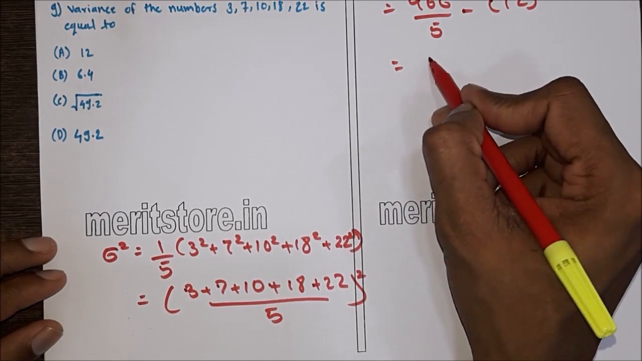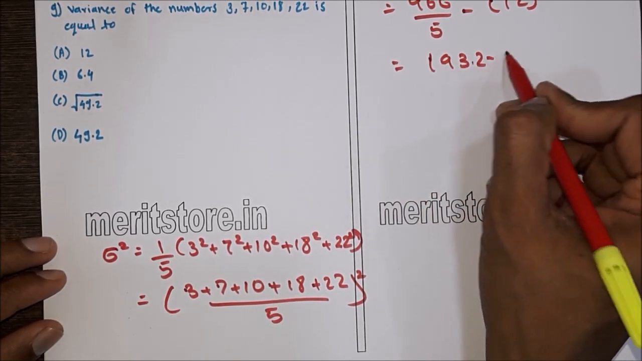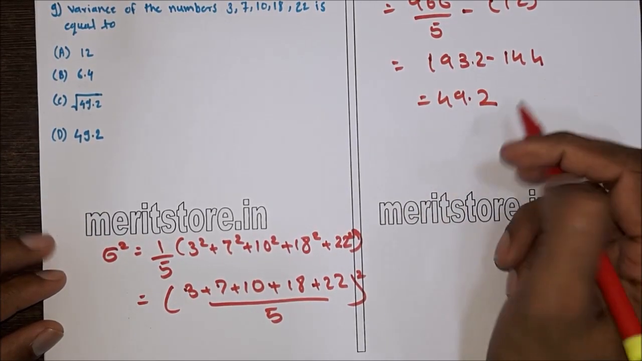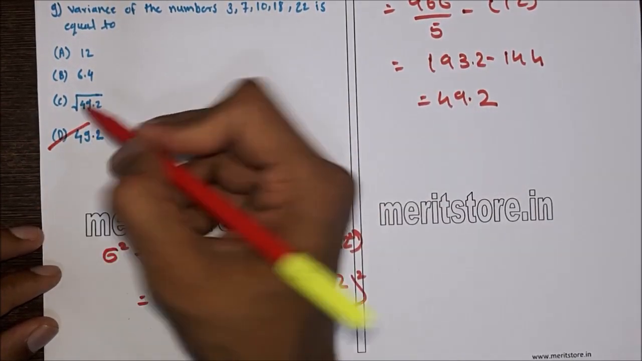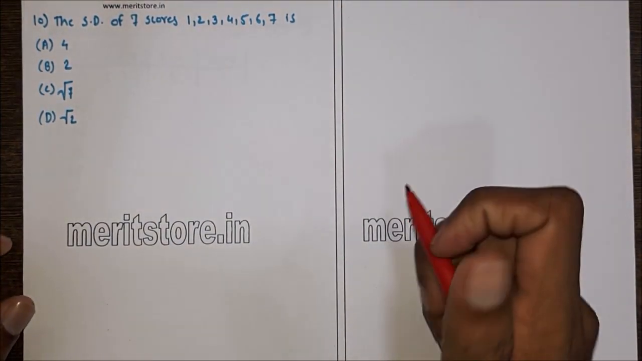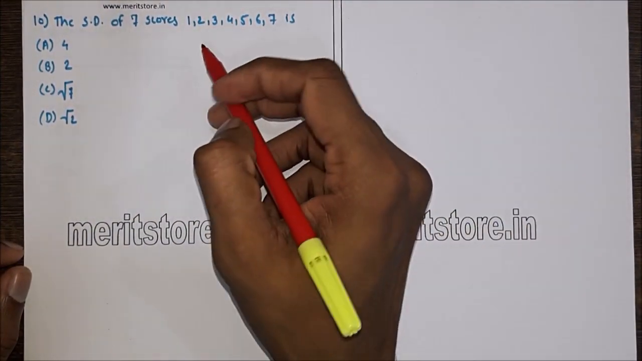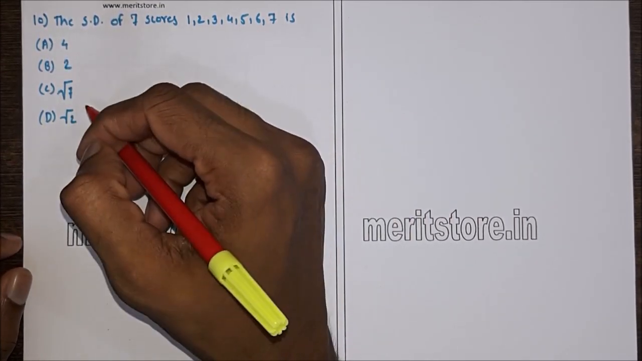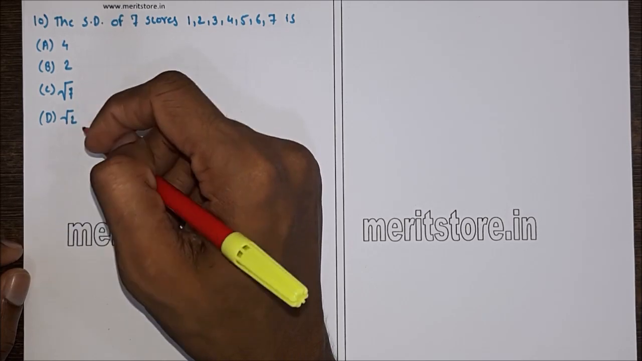For solving this, we get 193.2 minus 144, which is equal to 49.2, which is our option D. Therefore option D is the correct answer. Question 10. The standard deviation of 7 scores 1, 2, 3, 4, 5, 6, 7 is, we have 4 options, A 4, B 2, C root 7, and D root 2.